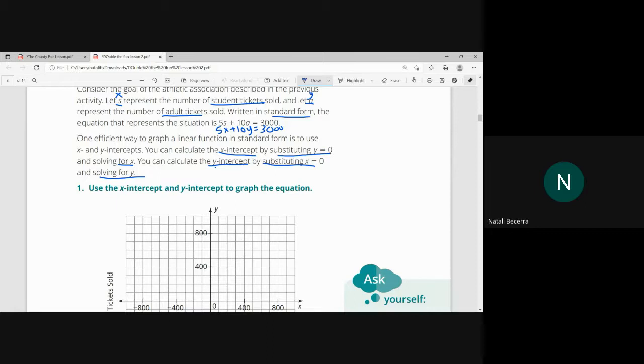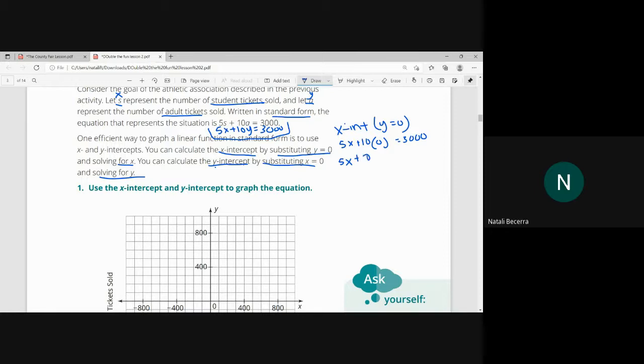We're going to do this equation right here, right? First, let's find the x-intercept. That means that y equals 0. So we have 5x plus 10 times 0 equals 3,000. Actually, let's not do that, because 10 times 0 is just 0. Do I really have to write down the 0? No, I don't. But okay, I'll do it this one time just to show y'all.